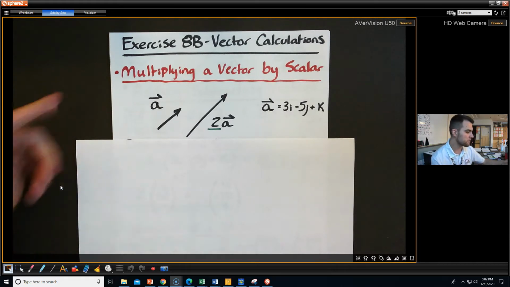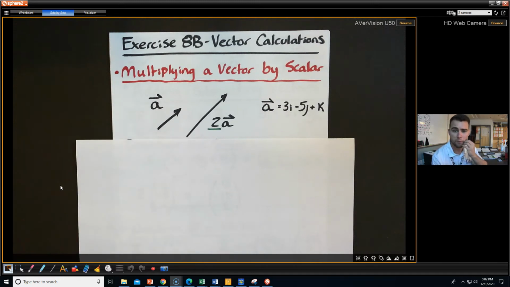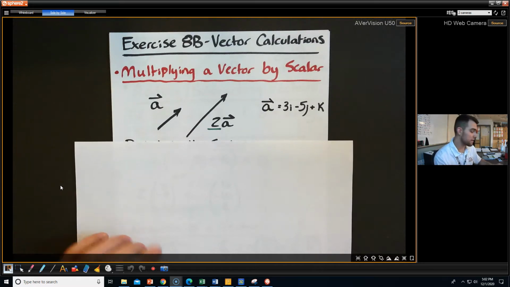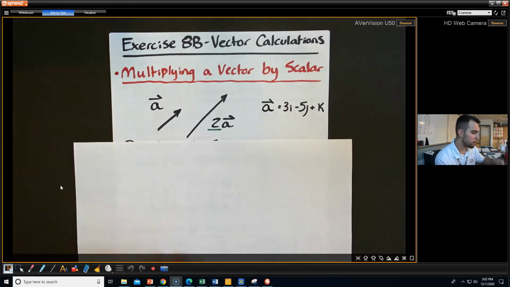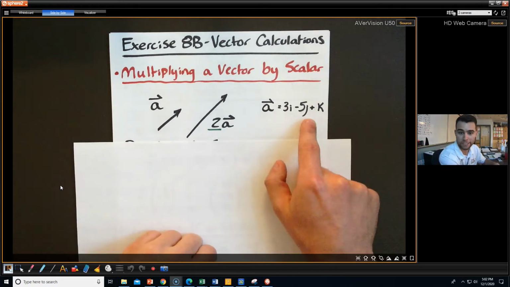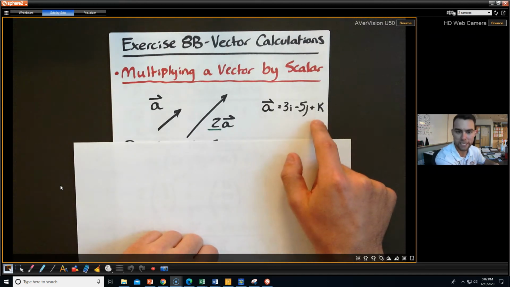So first things first, multiplying a vector by a scalar. Remember, a scalar is just some kind of value. It doesn't have a direction associated with it. And so what I did was I have these two vectors right here. So vector A, I'm just going to call it in component form. It's going to be equal to this stuff right here, and we're going to pretend it's in 3D.